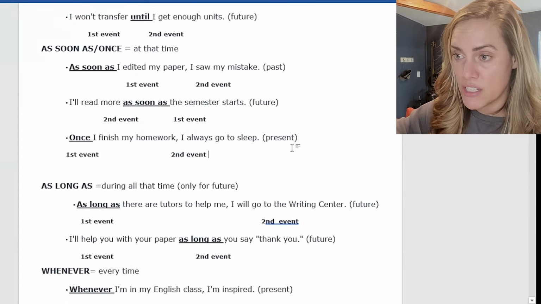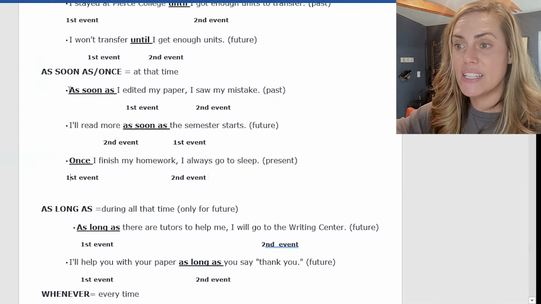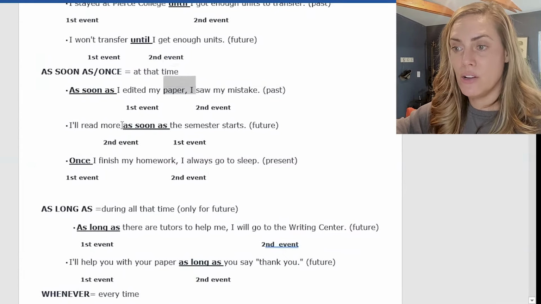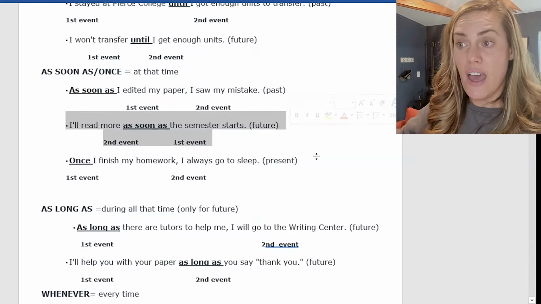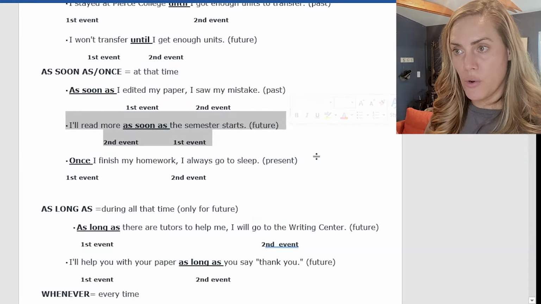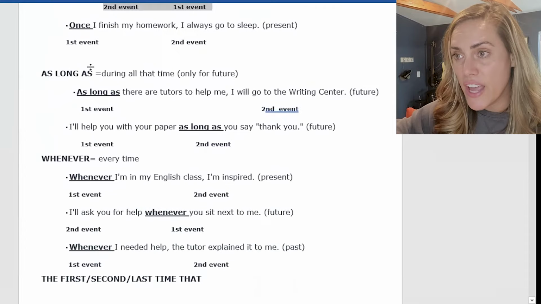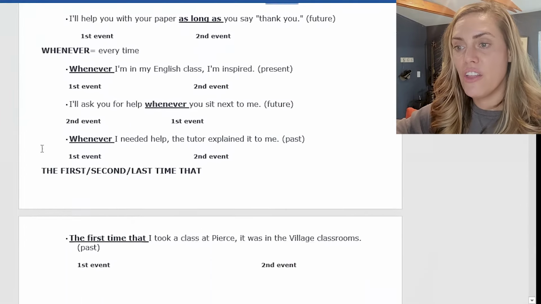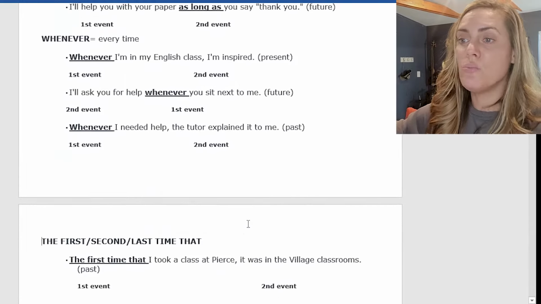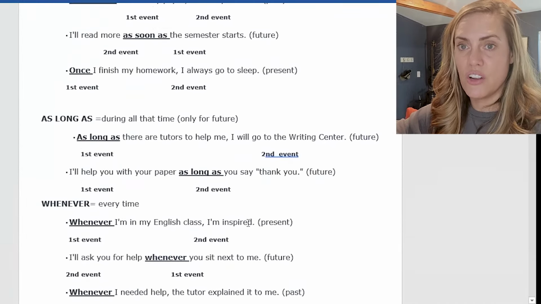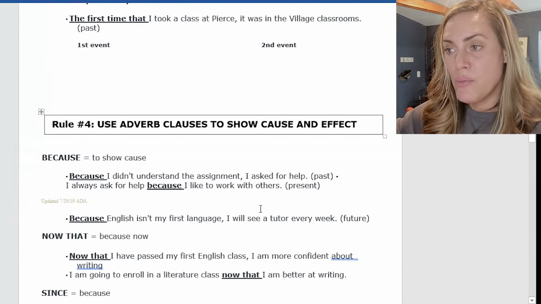And notice the commas on all of these. On the ones that start with the adverb clause at the beginning of the sentence, that's where we have commas in the middle. But in the sentences like this one, where we have the adverb clause in the middle, we don't have a comma because we start with an independent clause. So as long as, whenever, the first, second, or last time that. These are some more adverbs that we can use to start adverb clauses for time, okay? So I hope that that has helped you.